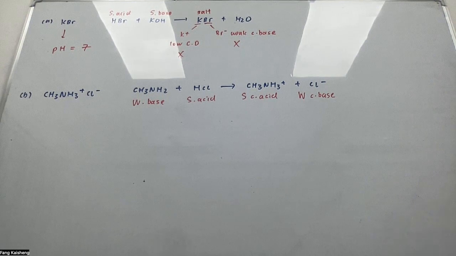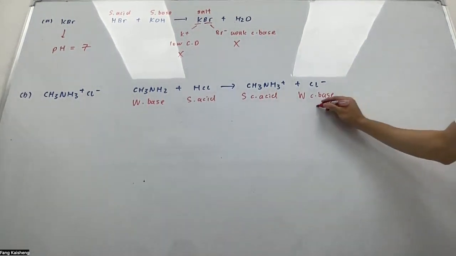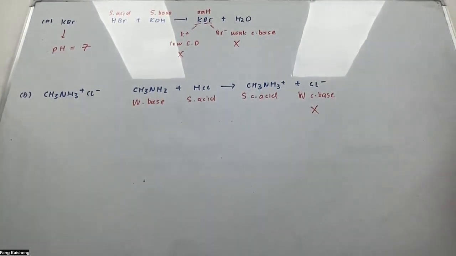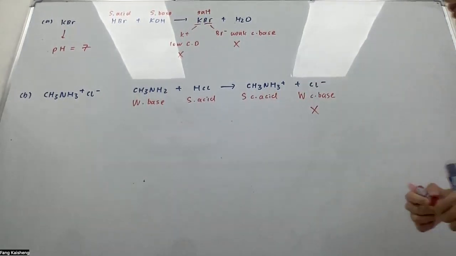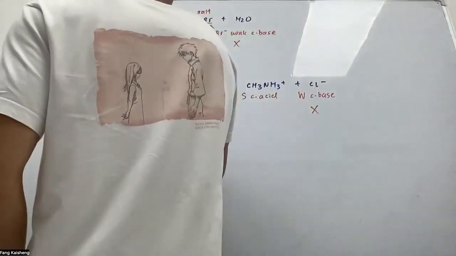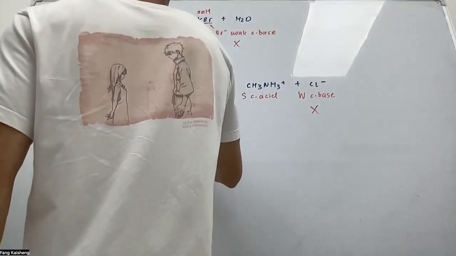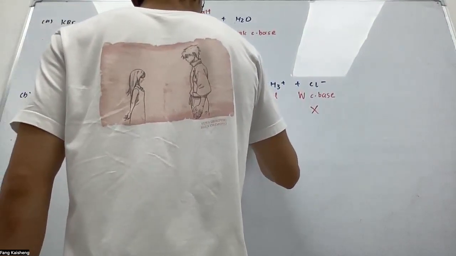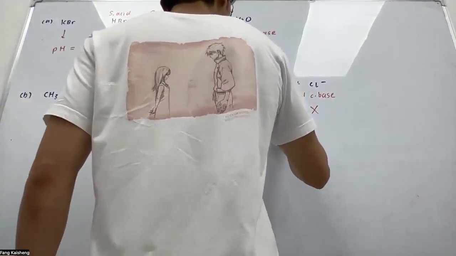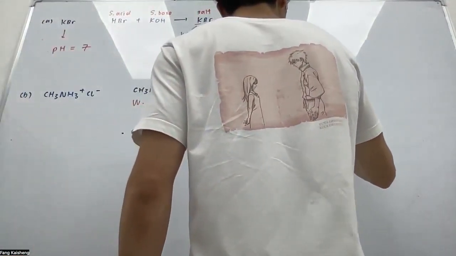Look at the salt, which is on the right side. Who do we actually care about? Just the strong one. Cl minus, a weak conjugate base, cannot hydrolyze in water. We don't care about that. Most of our questions are about the salt that can hydrolyze. We know this one can hydrolyze because it's a strong conjugate acid. Go ahead and write this down first. CH3NH3 plus is a strong conjugate acid, hence it can hydrolyze in water.